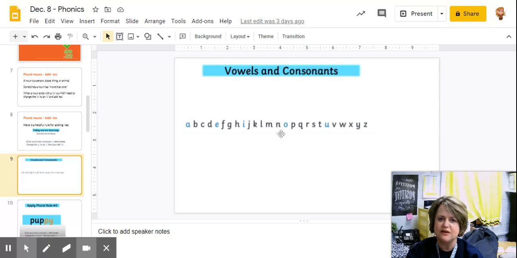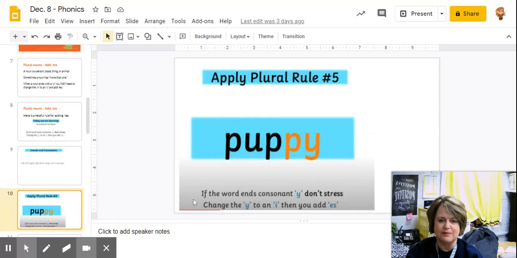Sometimes we just need a reminder about that, and you're like, oh, I know that, but sometimes we just need a reminder. So if the word has a Y, and then right before the Y there is a consonant, then you're going to change the Y to an I, and you're going to add ES. Let's take a look at some of those examples.